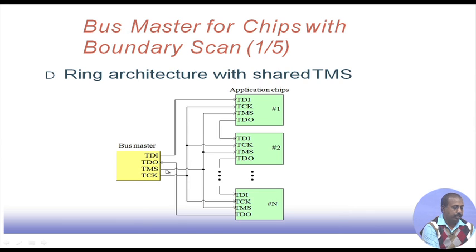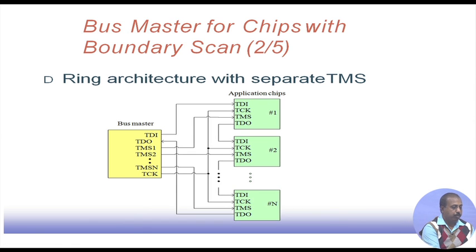And this test mode select line is common to all the chips. So, all of them are doing the same mode of execution, and the clock signal is also common. This way they are connected in a ring form. So, they execute the same instruction in all the chips.